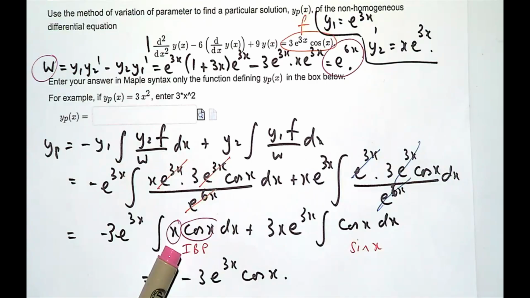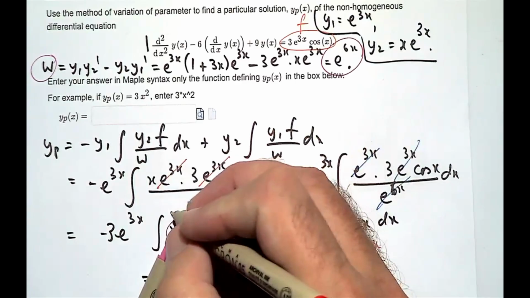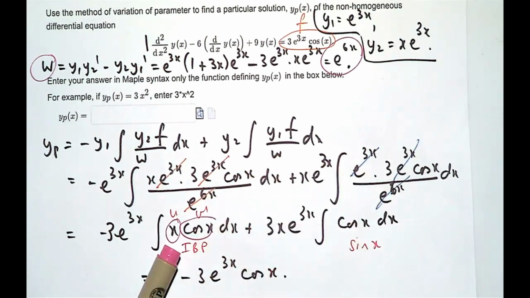So in this situation, sometimes I find them both annoying, by the way. So I would let u be x and v dash be cosine x. And the idea is that if you differentiate u, you get something simpler. So 1 is simpler than x. And if I swap my choices, I'm not going to make it work, really, because I'm going to make things more difficult.